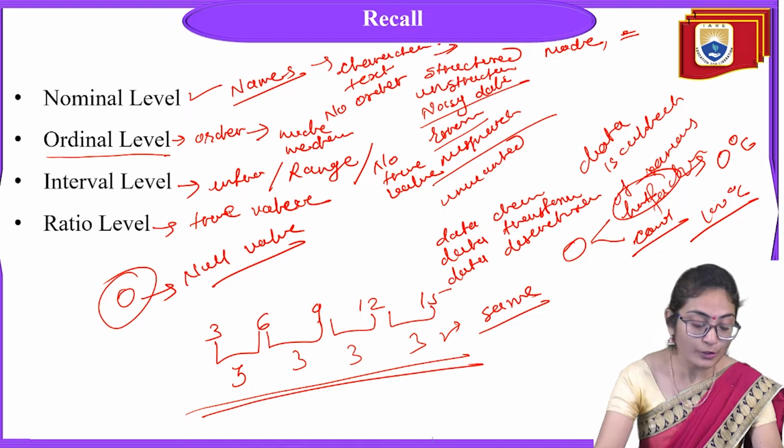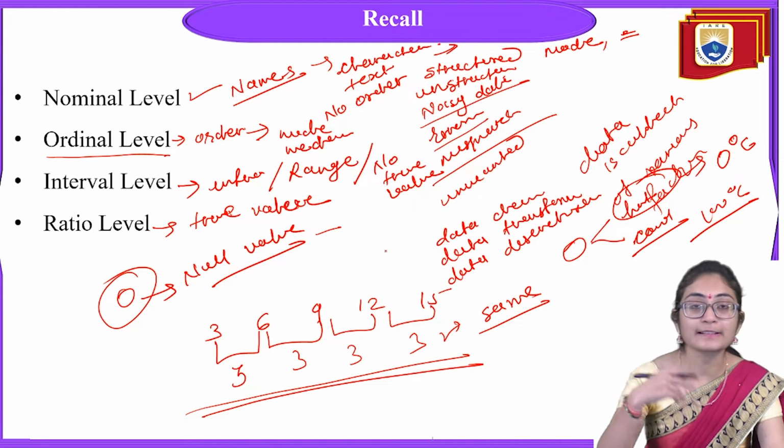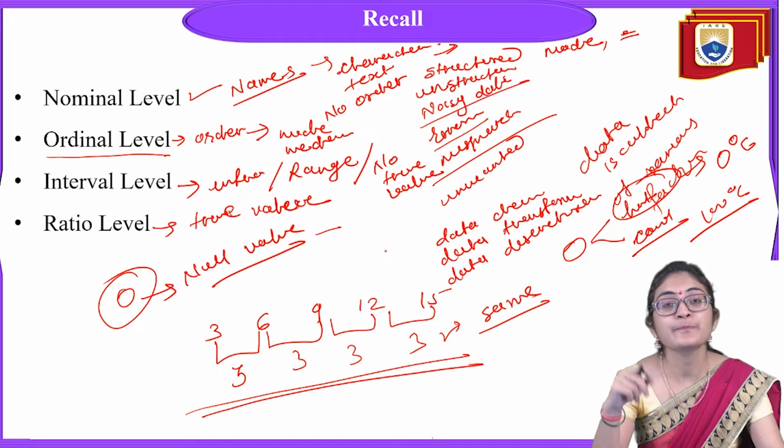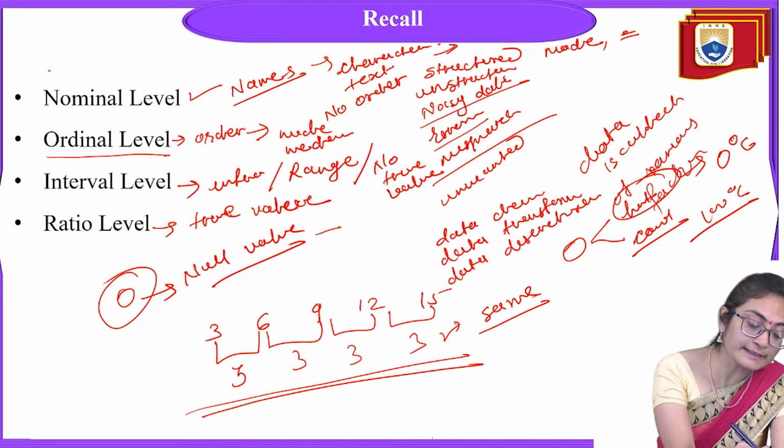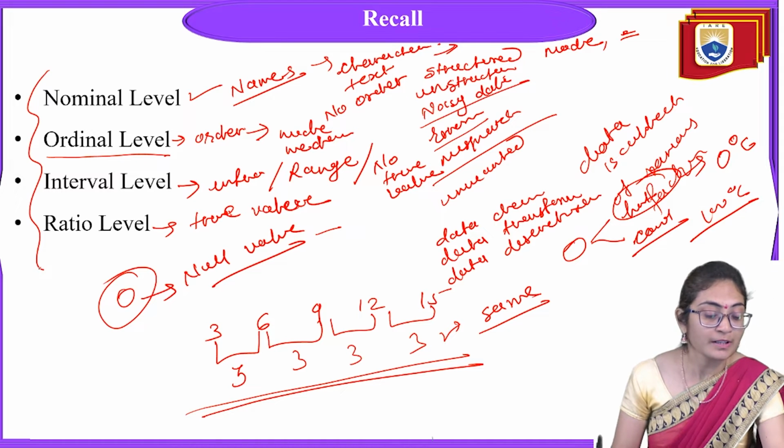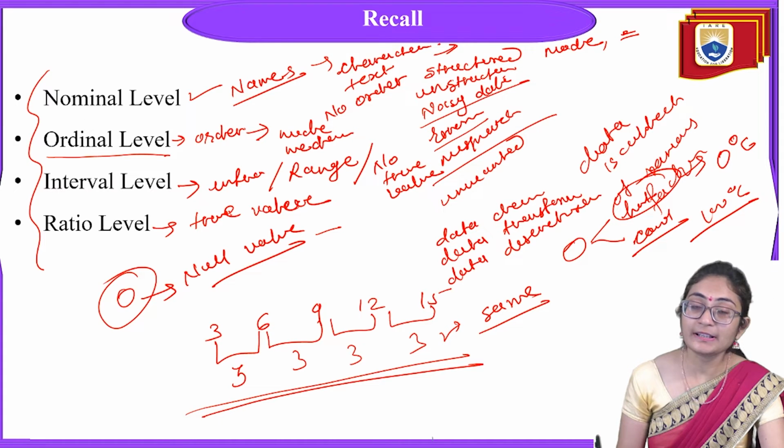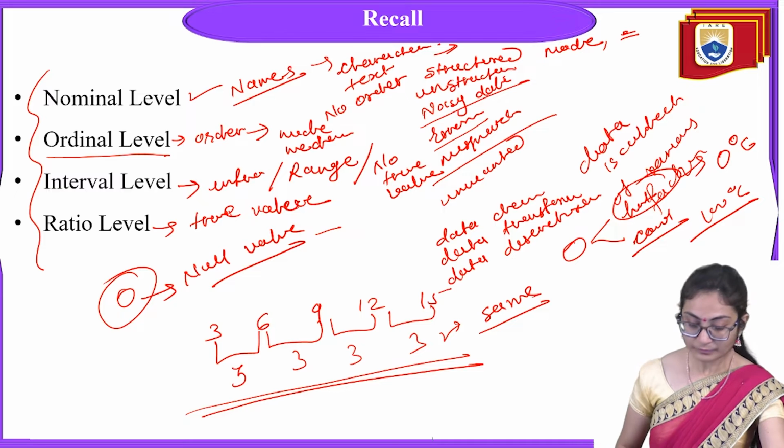It is the 0. So we can't say there is a something. We have to say here only there is a null value. It will contain null value. See, so this is all about the level of data: nominal level, ordinal level, interval level, and ratio level.